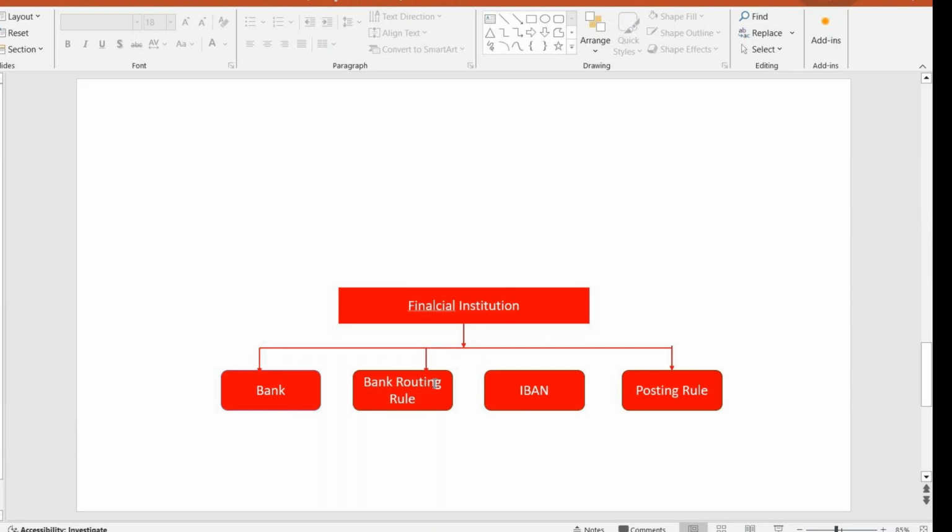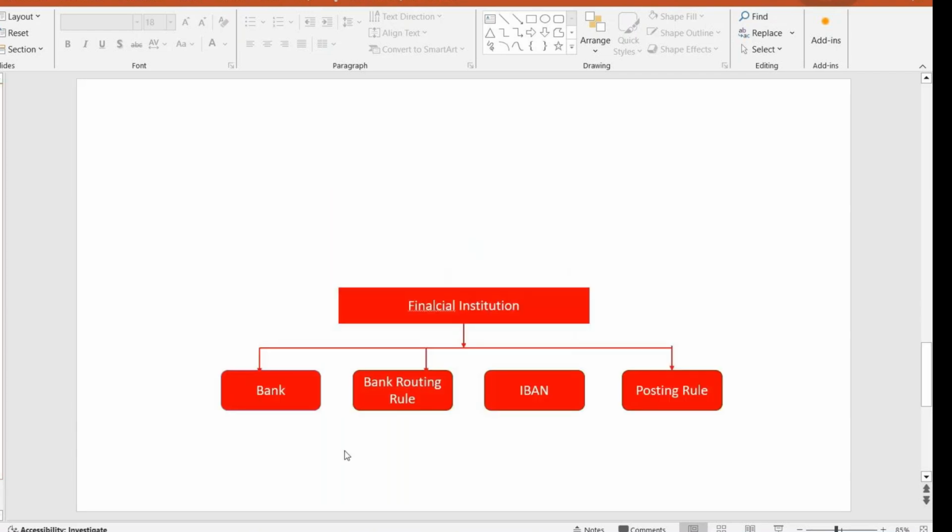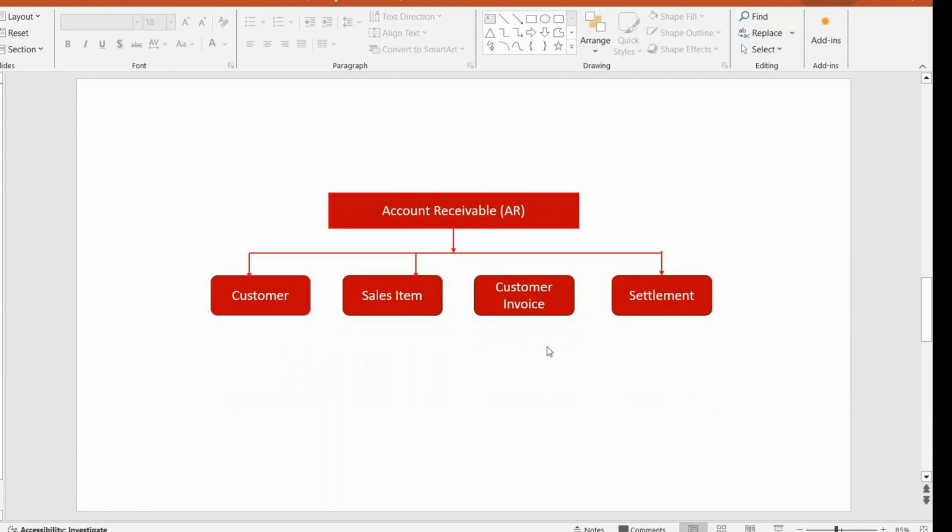So this basically talks about the settlement. Whenever you have AR and AP, there we have the settlement. That settlement will happen through the financial institution, nothing but a bank. I will explain how to create it and all as part of the financial institution.